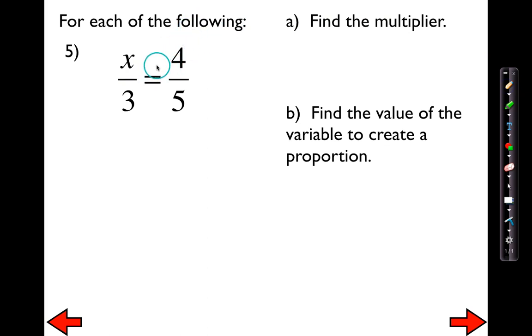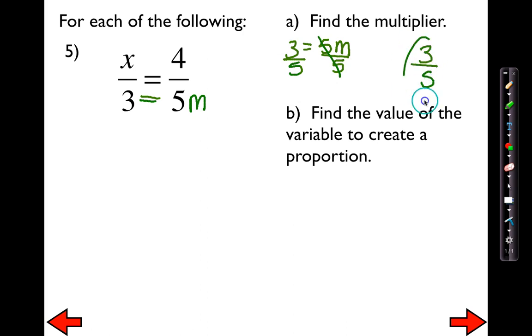Well, in this case, what we want to do is go the reverse. Before we were working our way to the right, meaning we figured out 3 times what is 5. Because x is on this side, what I'm going to do instead is figure out 5 times what multiplier is going to give me 3. So let's go ahead and solve this equation that we've created. 3 equals 5m. We're going to divide both sides by 5. And we're going to claim that the multiplier is 3/5.